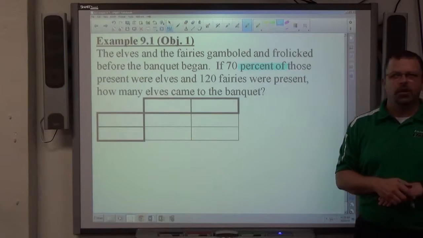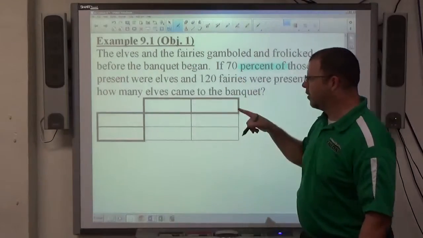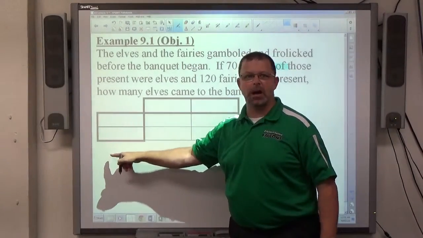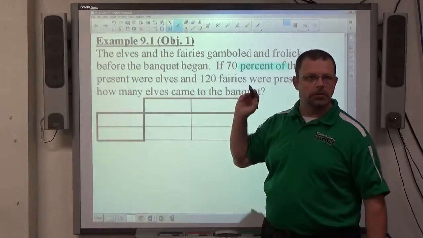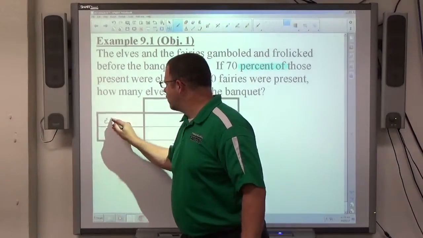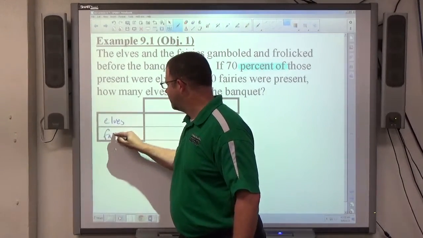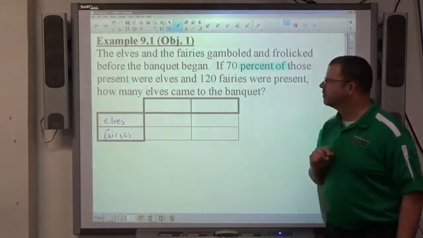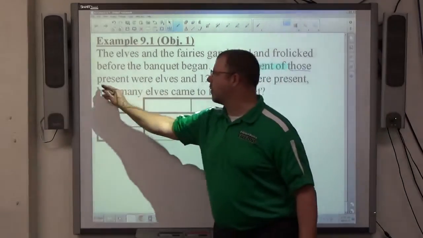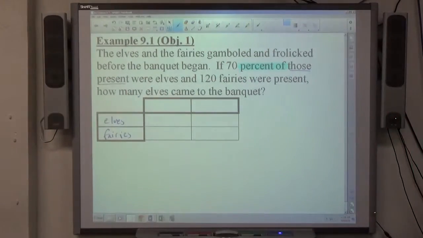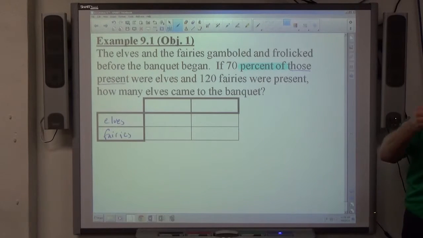Part whole percent. Okay? And when it's part whole, what you want to do is put the parts and maybe the whole at the bottom. In this party, we have elves and fairies at the banquet. So, elves, fairies. Notice it says percent of those present. Whatever follows the word of after the percent, that something represents the whole group. So those present is the whole group. Elves and fairies comprise that group, so elves and fairies are the parts.